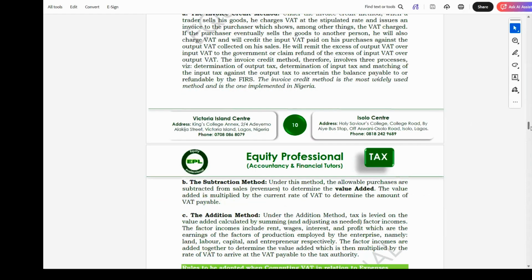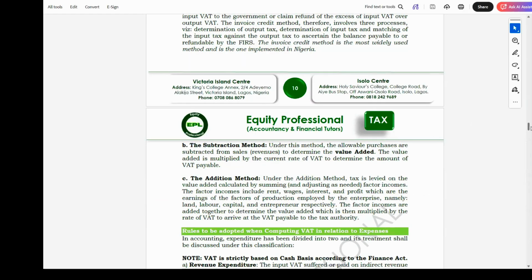Then we also have the subtraction method. Under the subtraction method, this does not involve the process of calculating output VAT and input VAT. This involves you getting the amount of the value added. How much is the amount of the value added? How do you do that?